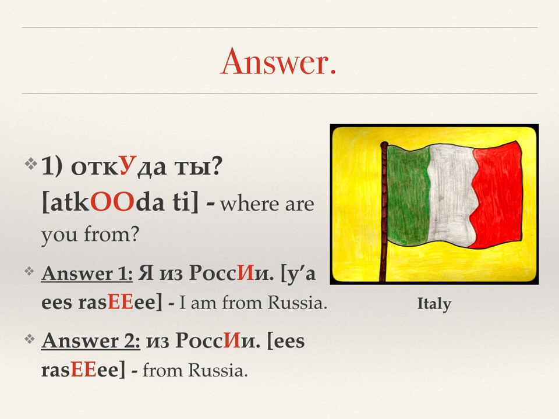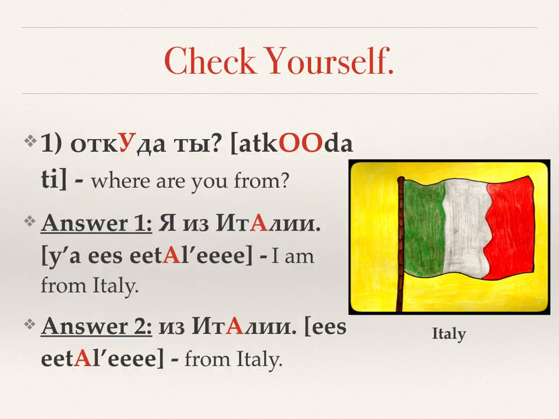From Russia. Pause the video, look at the picture on the right, and answer the question. The next slide will help you check yourself. Откуда ты? Check yourself. Number 1. Откуда ты? Where are you from? Answer number 1. Я из Италии. Answer number 2. Из Италии.